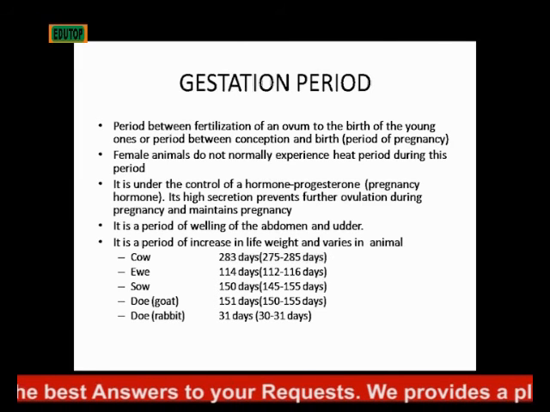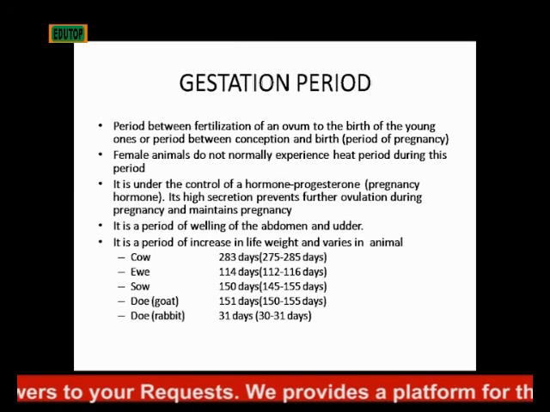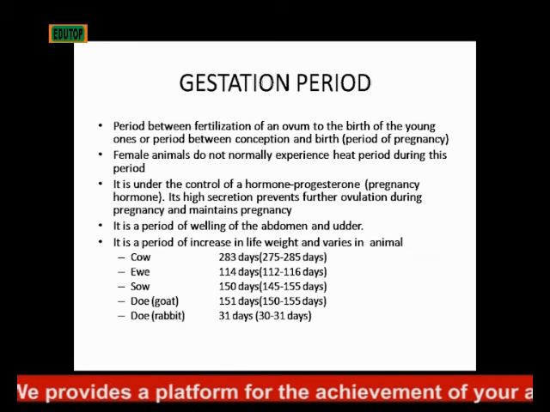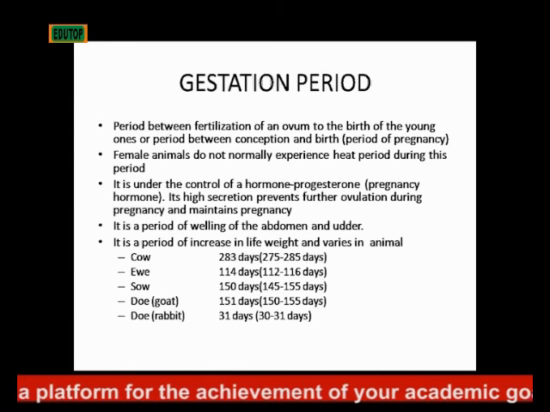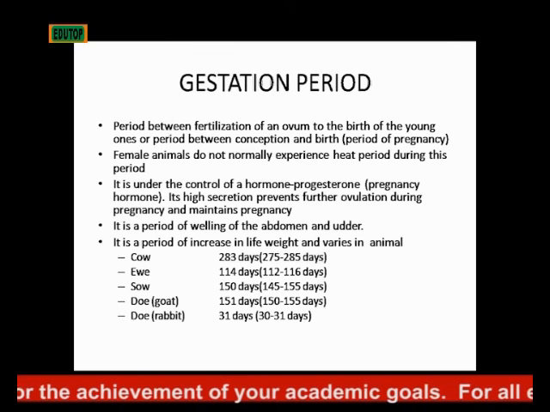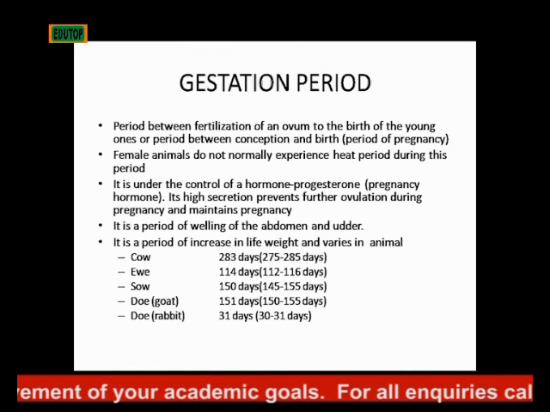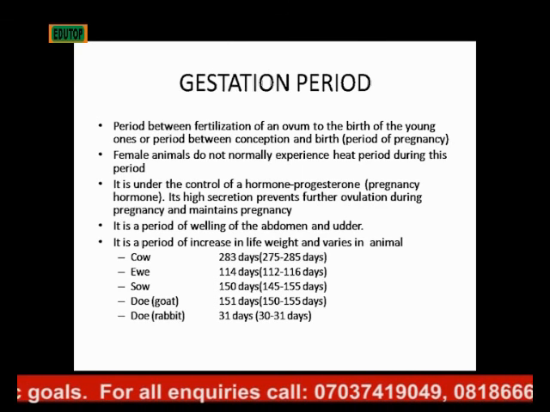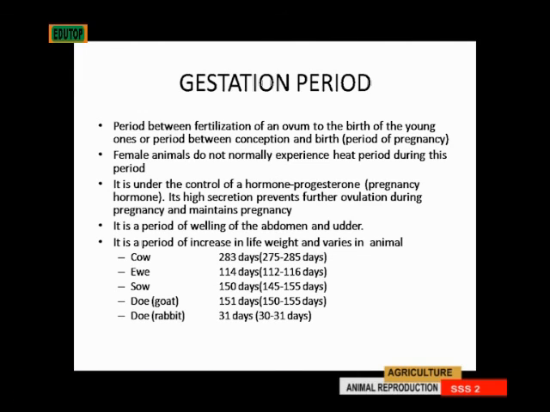The female animals do not normally experience heat during the gestation period. Then this gestation period is under the control of a hormone called progesterone, the pregnancy hormone. Its high secretion prevents further ovulation during pregnancy, and it maintains the pregnancy. It is a period of swelling of the abdomen. The abdomen swells, and the udder, that's the breast part, also swells too. There is a period of increase in live weight. The animal, of course, will increase in weight because there is another animal inside it.